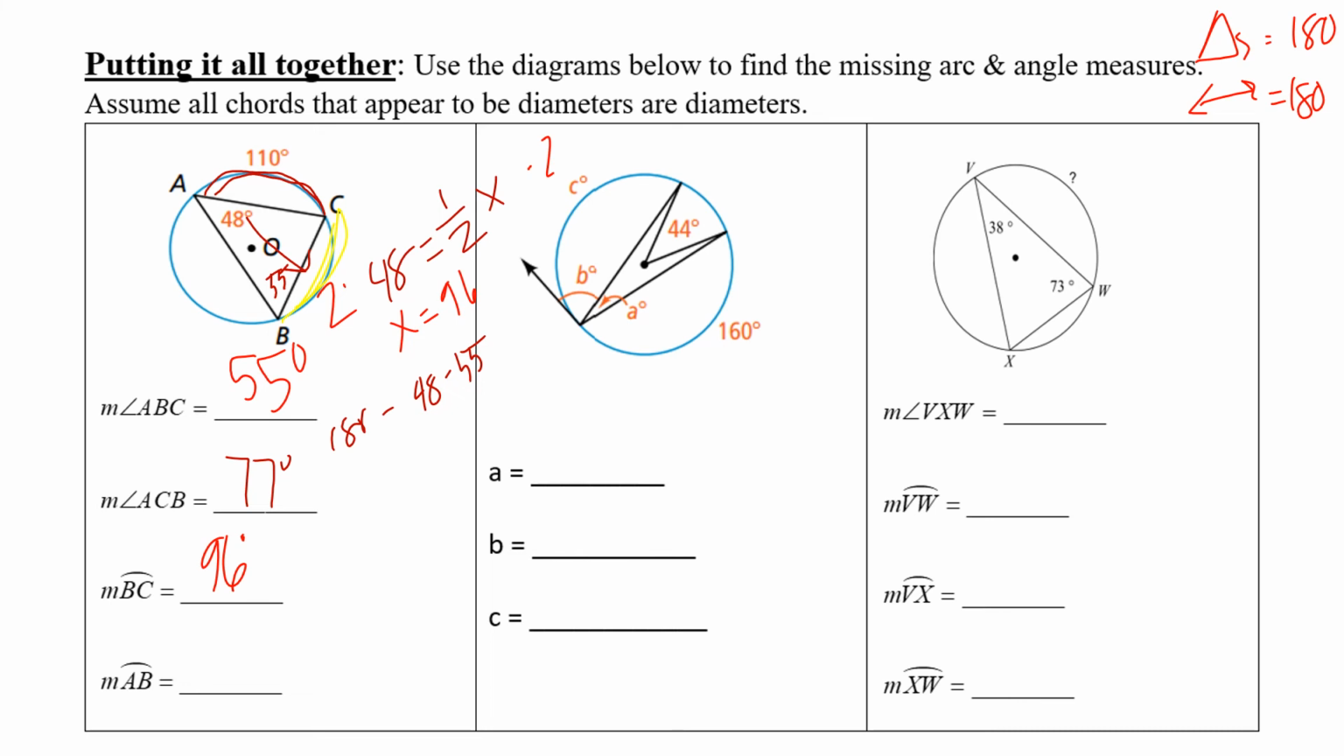Okay, now again, you know that a circle adds up to 360. So if I have arcs that are already given to me at 110 and 96, I can just subtract those from 360 to get my last arc measure, which is 154 degrees.